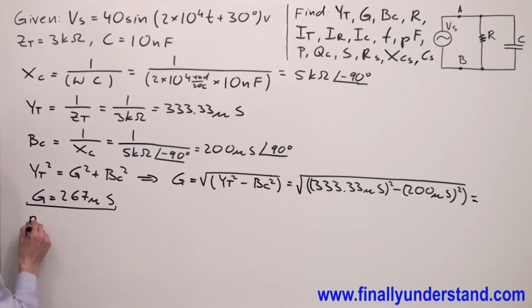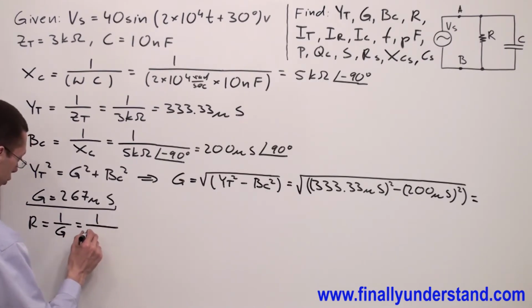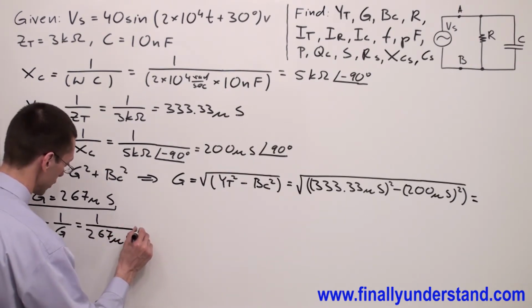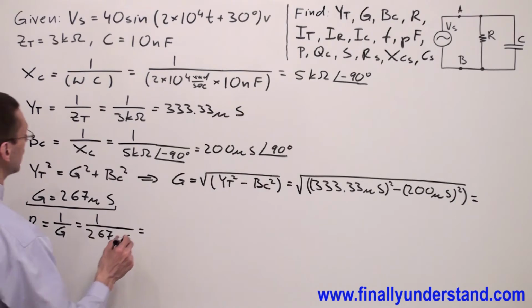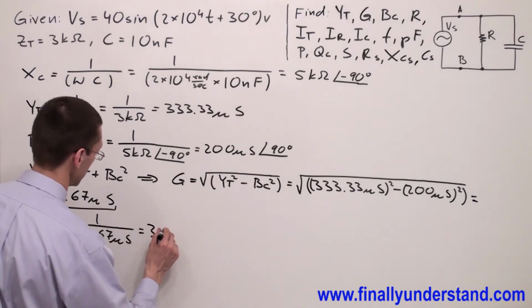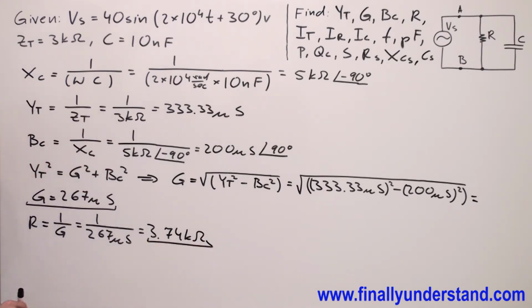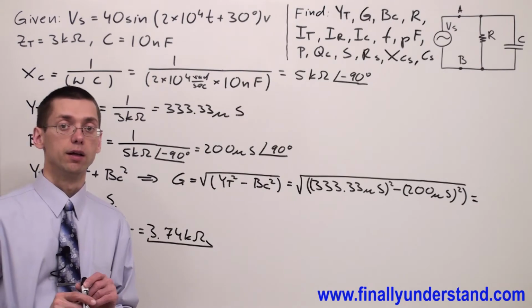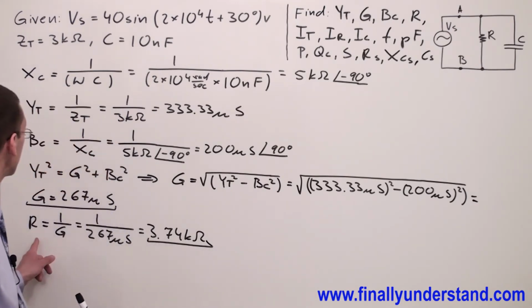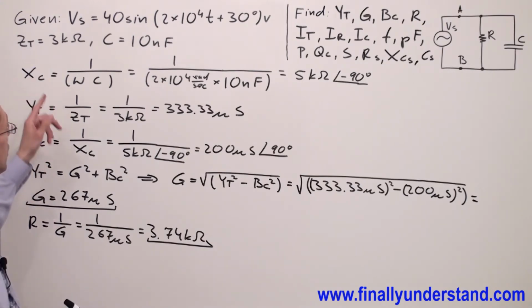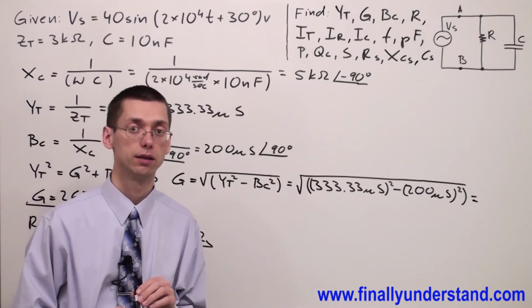So next, I'm supposed to find the resistance. So resistance is equal to 1 over G, where I have 1 over 267 microsiemens. This is equal to 3.74 kilo ohms. Okay, so this is the resistance in my circuit. Please notice that we have resistance, we have capacitive reactance, okay, so we can find total impedance.